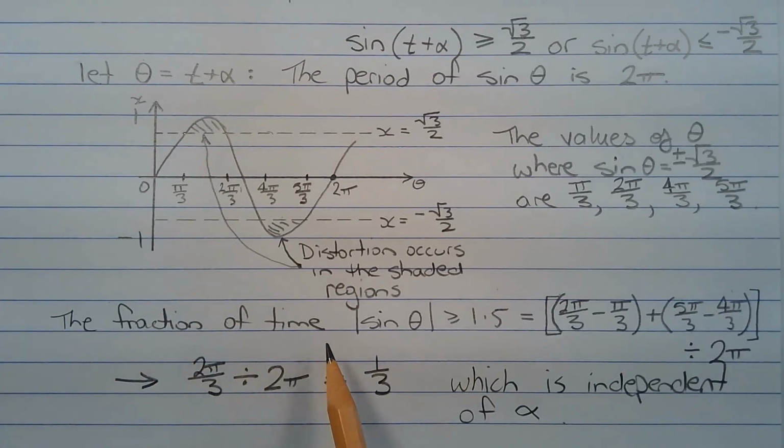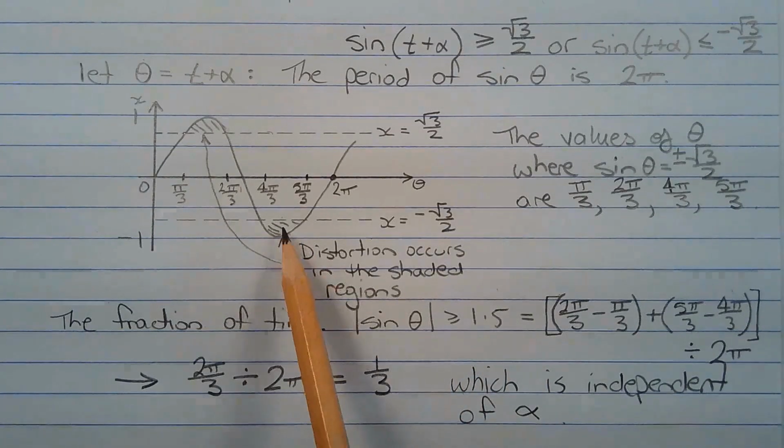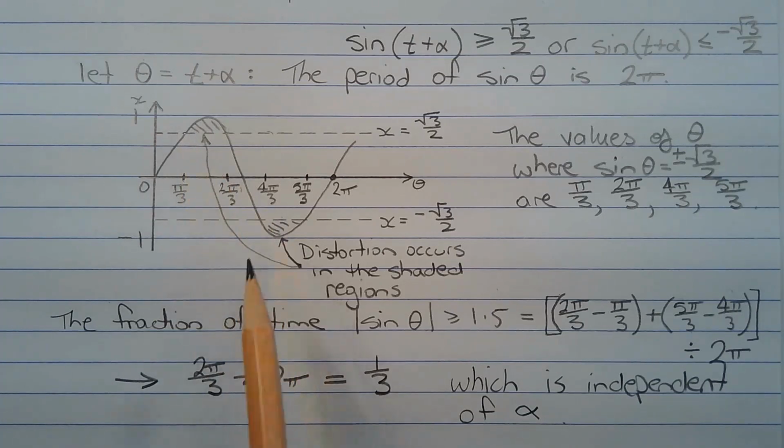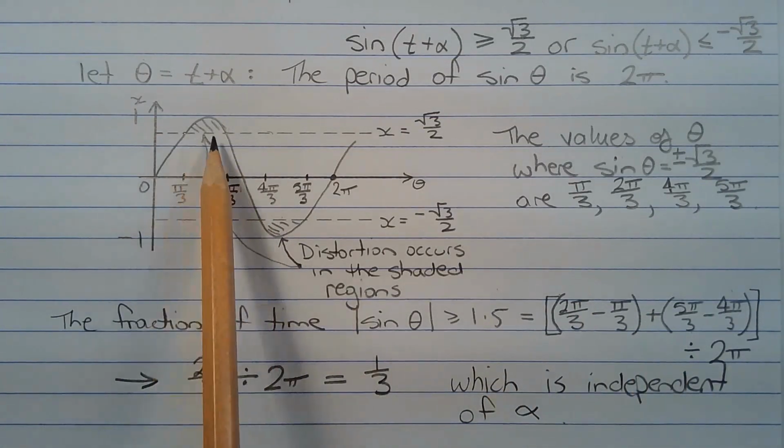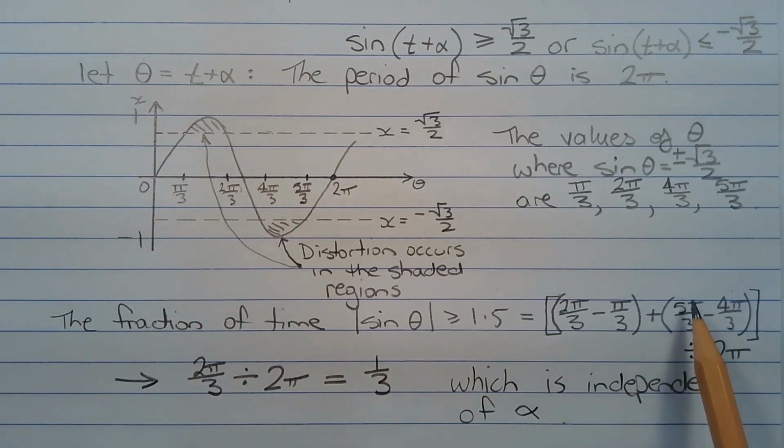The fraction of time that the absolute value of sine theta is greater than or equal to root 3 over 2, which corresponds to the shaded regions here and here, is equal to 2 pi over 3 minus pi over 3, which is the width of this region, plus 5 pi over 3 minus 4 pi over 3, which is the width of this region, closing those in brackets, dividing that by 2 pi, we get 2 pi over 3 divided by 2 pi, which equals 1 over 3.